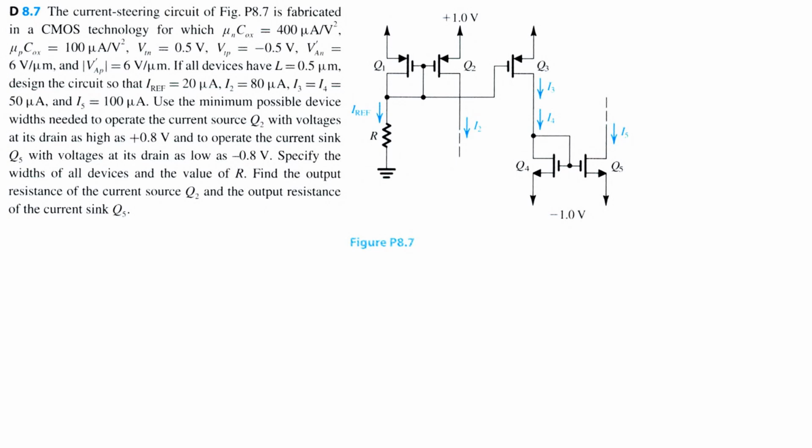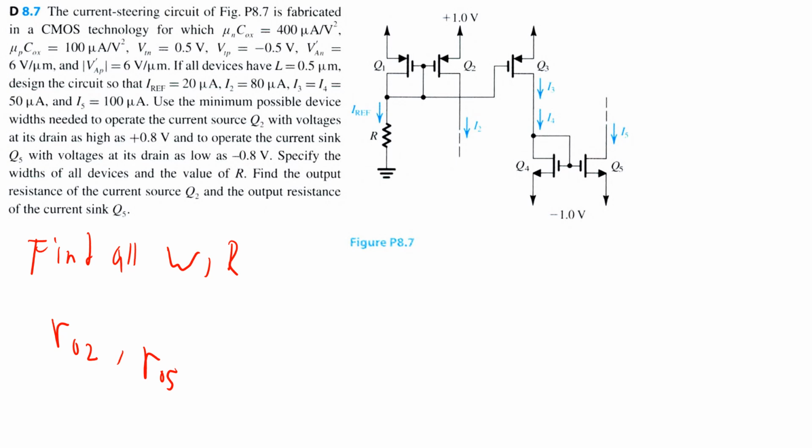Our goal is to find the widths for all of the devices. We want to calculate the value of R, and we also want to find the output resistance of the current source Q2 and the output resistance of the current sink Q5. So lots of things to find in this problem.